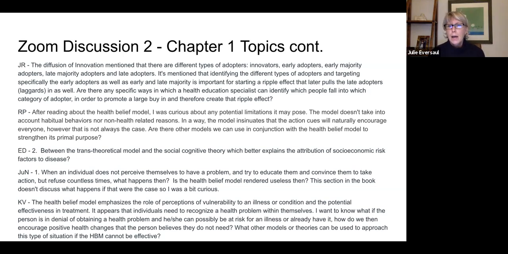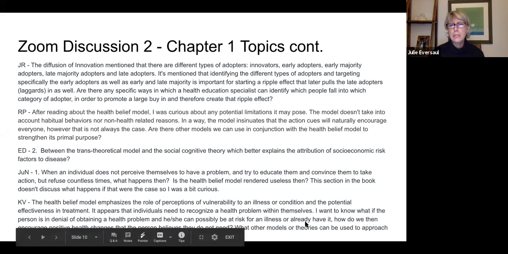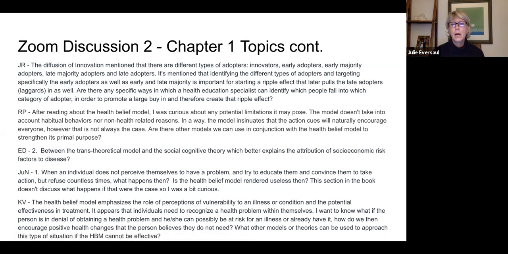Okay, all right. And the last one, KB: the health belief model emphasizes the role of perceptions of vulnerability to an illness or condition, and the potential effectiveness of the treatment. Yes, it appears that individuals need to recognize a health problem within themselves. Well, a health problem or concerns for a potential health problem, right? Like the pertussis, the whooping cough.